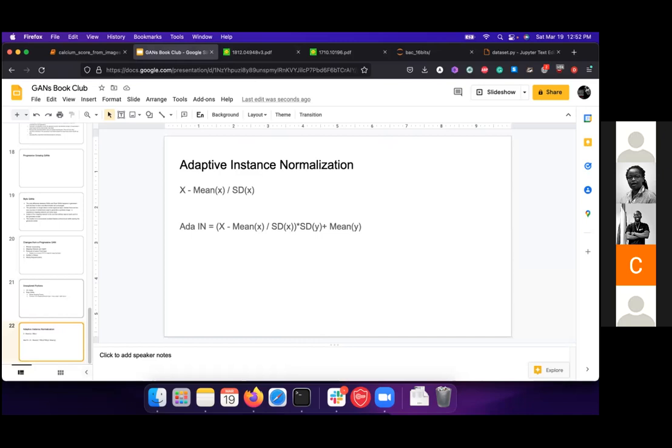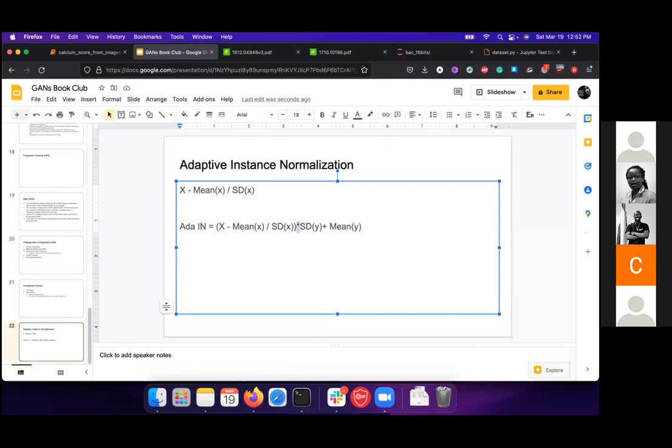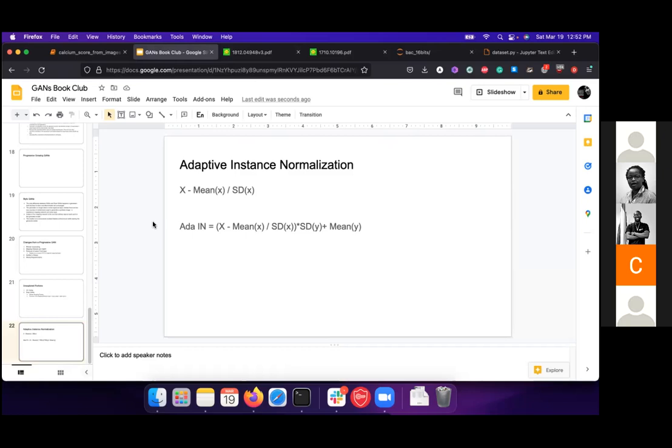Yeah, the name is a bit cunning in nature, I'd say, because we're not normalizing here. We're actually recreating the normalized ones. We know this is the usual normalization. Now we are trying to recreate the X from the Y. I don't think it should be called normalization, but they call it adaptive instance normalization. I'm going with that name for now.